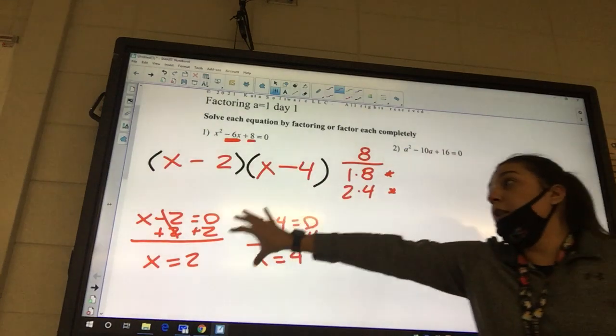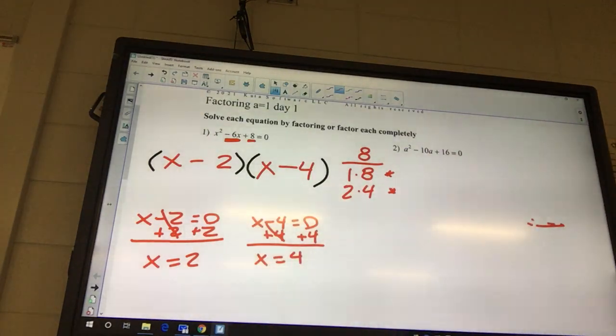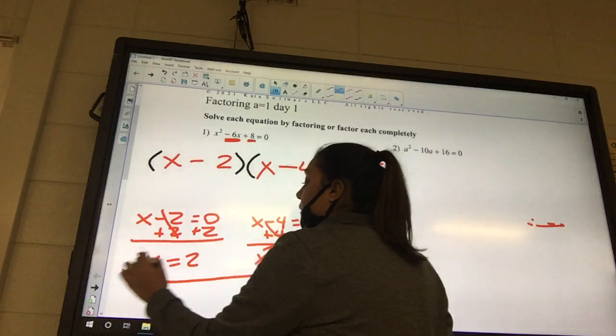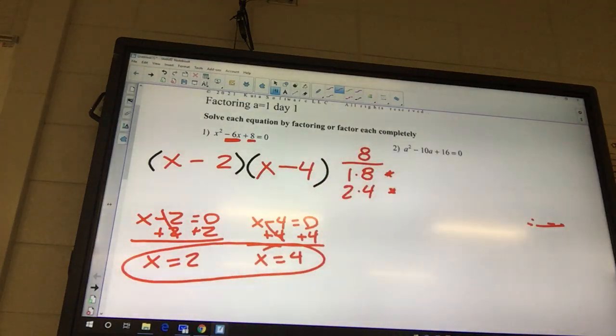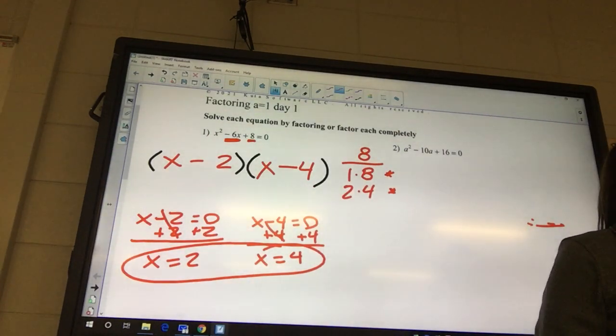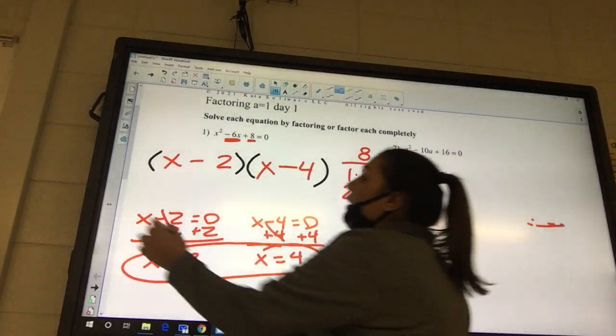Okay, this is the really long way. You can do it the cheater way, and we will, but I want you to see that that's what actually happened. Okay, that's how we got there. So for this one, these are our answers. Okay, so we can circle that. Okay, so let's look at the next one.